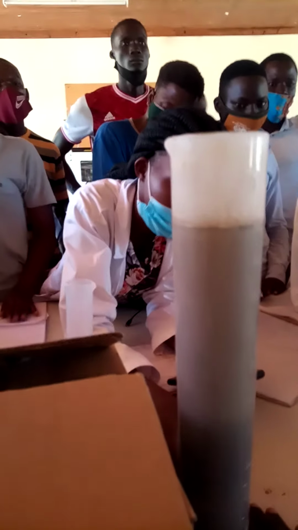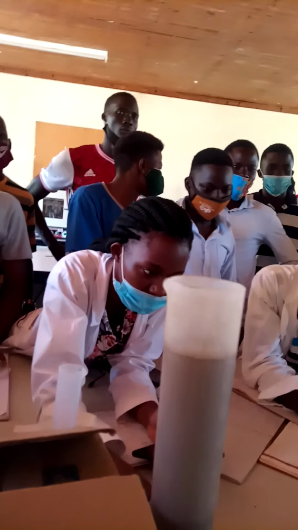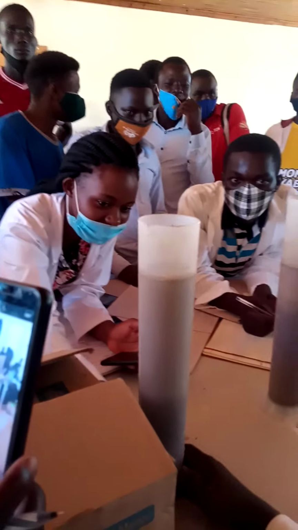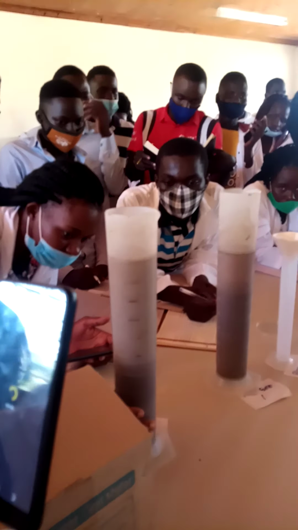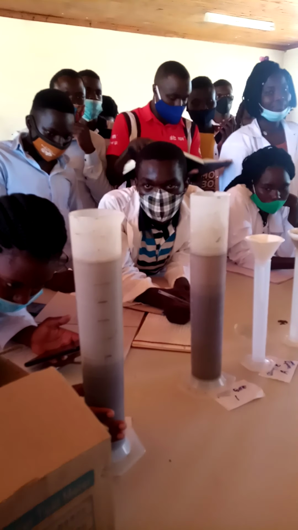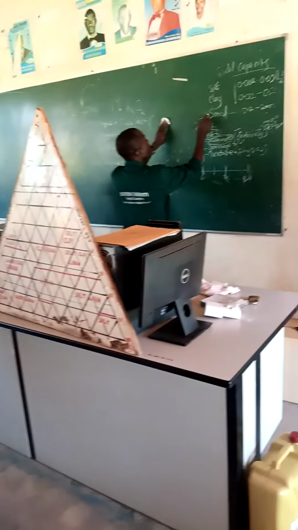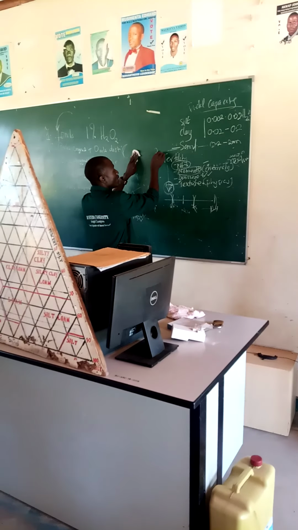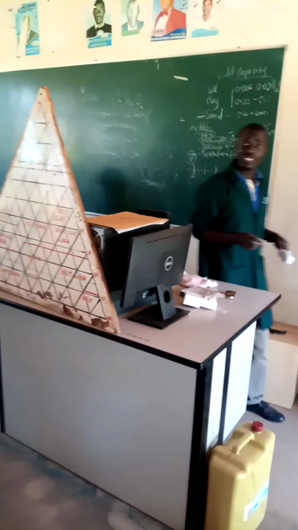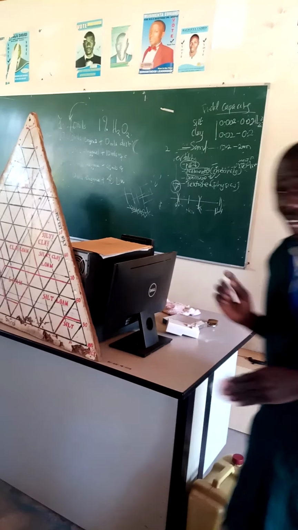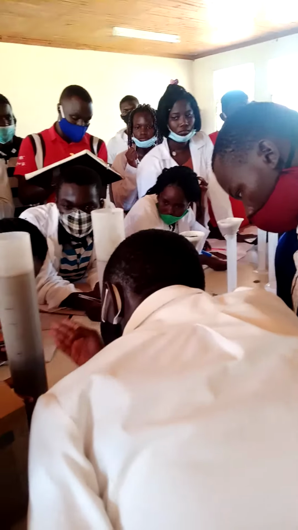What is the measurement here for this other soil down? 200 milliliters, which is the same as a gram. So for sand, it is 200 grams. 200 and 220.